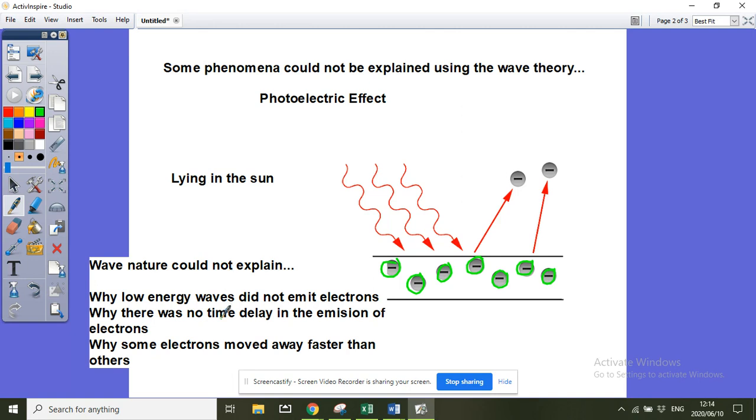Then the next thing that was happening is there was no time delay. Remember, if you're lying in the sun, for the first 5 minutes you are not burning. So you have to lie there for quite a while, and then you're getting hotter and hotter and hotter, and if you've had enough, you will leave. That did not happen with the electrons. If the wave did emit an electron, the electron immediately left. So that could also not be explained using the wave nature.